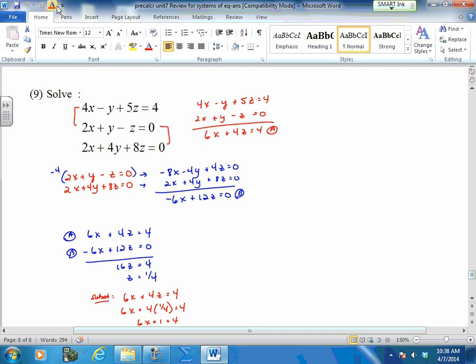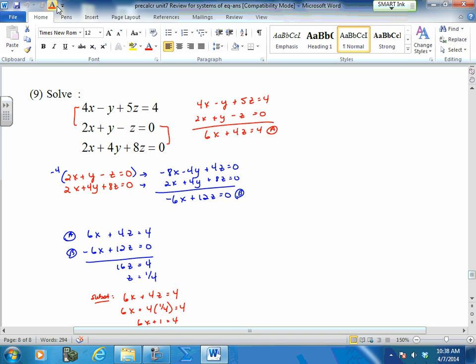Remember, once you combine 2 and you combine the other 2, you have to eliminate the same variable. Your goal is to get to 2 equations with 2 variables, and then combine those 2 and eliminate another one. This case was nice. The way it came out, the 6x and negative 6x automatically canceled itself out. Now, once you get to here, back substitute.